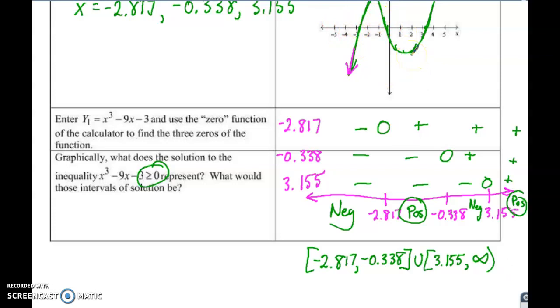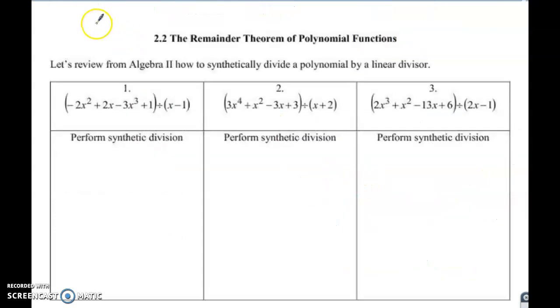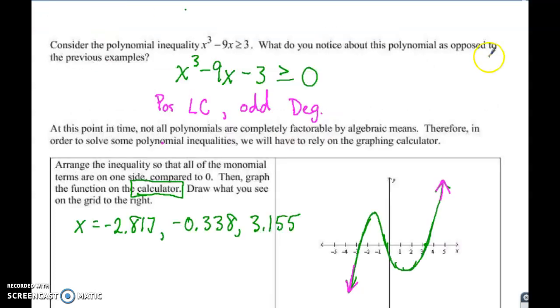So I believe this ends the notes. Go ahead and hit pause. Make sure you understand how to get these answers, and then you should be ready for the homework on the next, well, yours is on a different page, but you should be good to go.